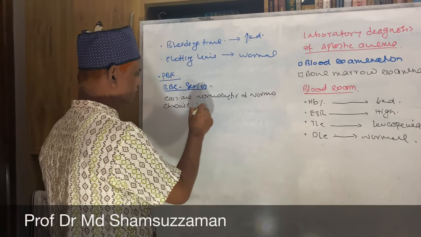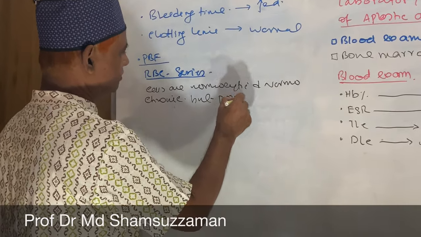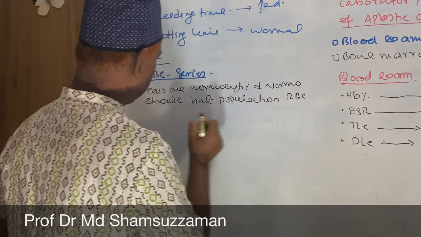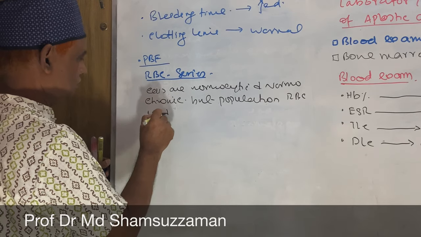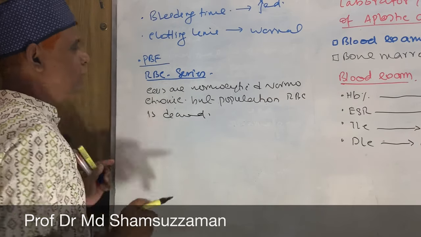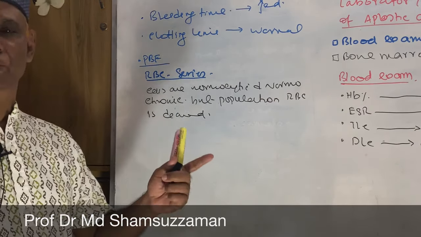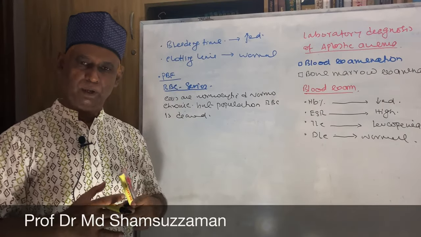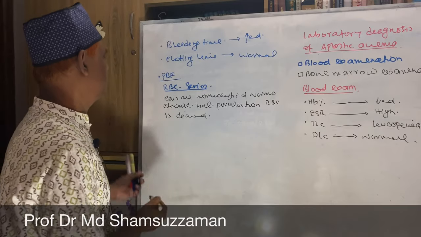But the population of RBC is decreased. So the population of RBC in the peripheral blood is decreased. So the population of RBC in the peripheral bloodstream is seen decreased.